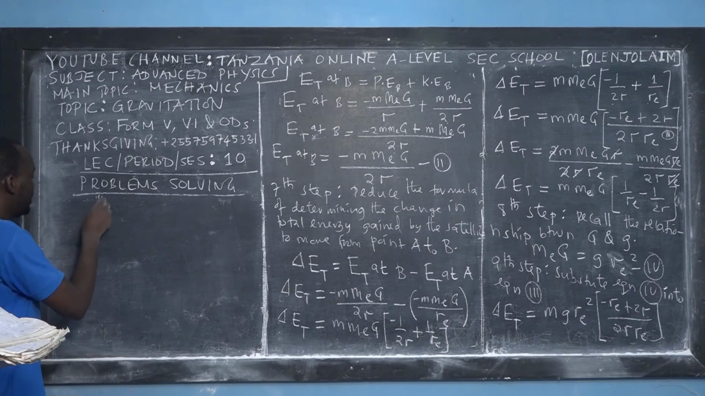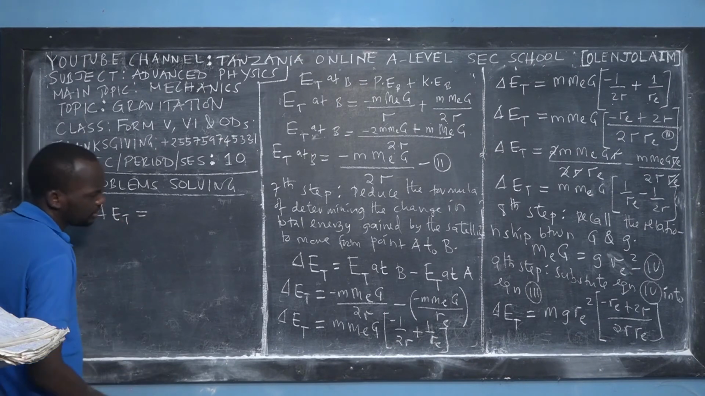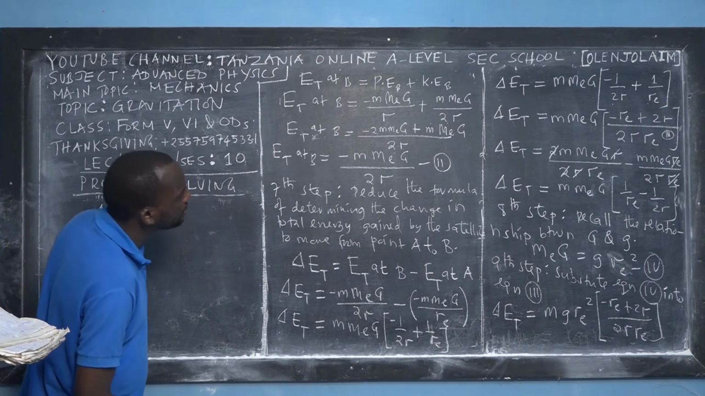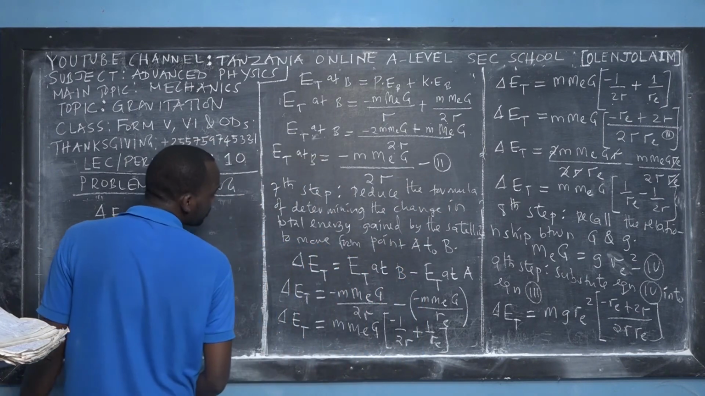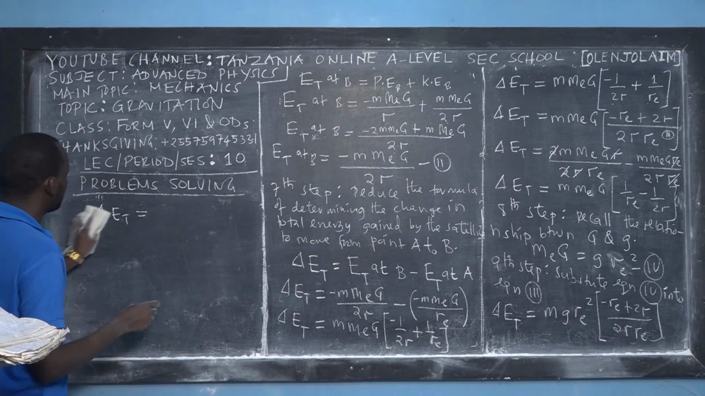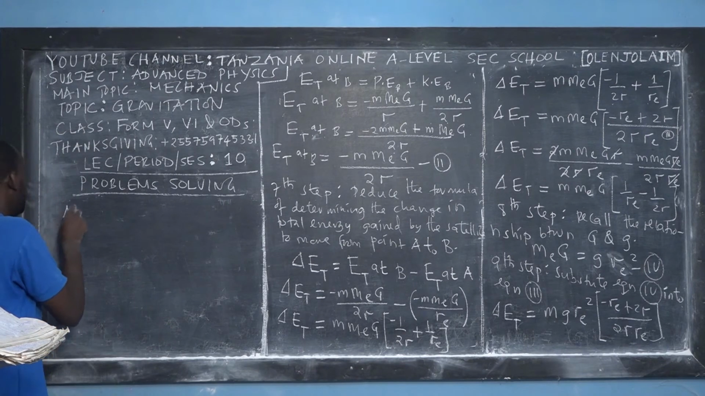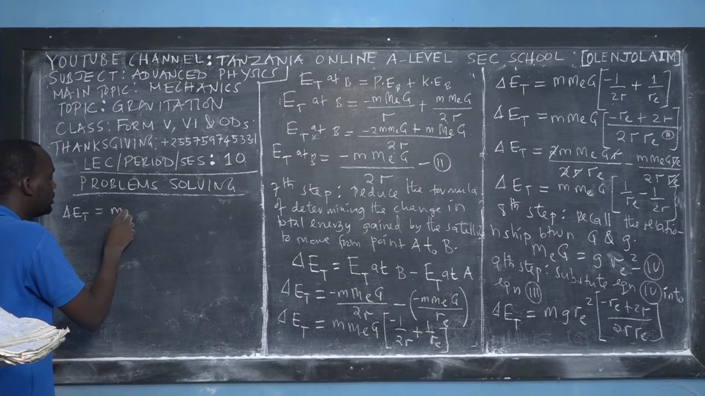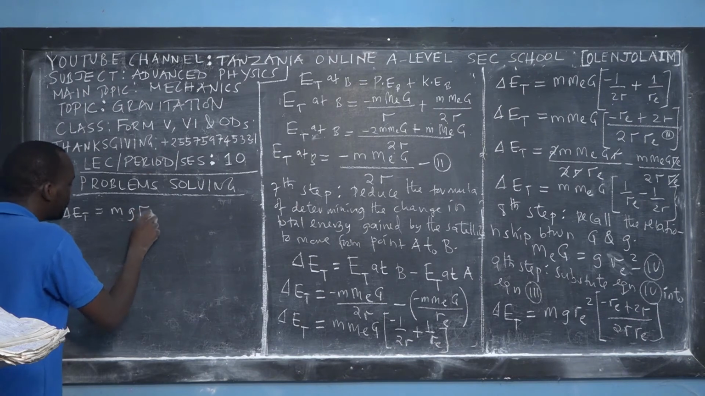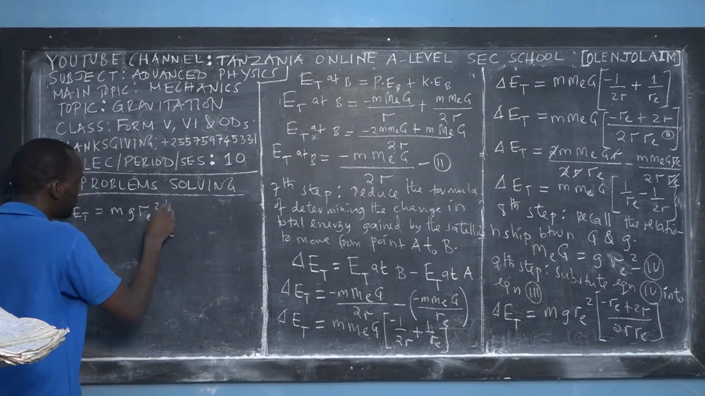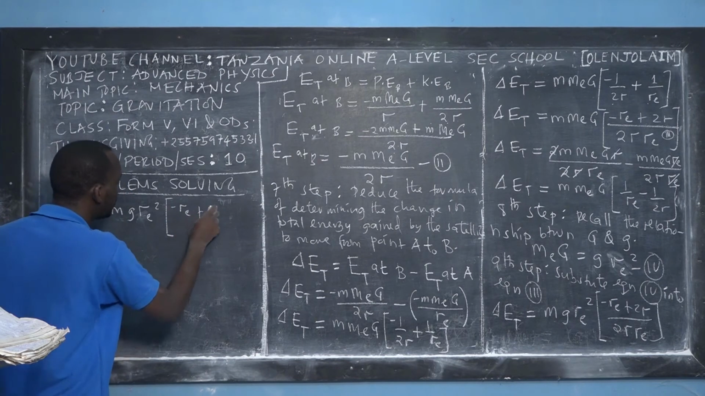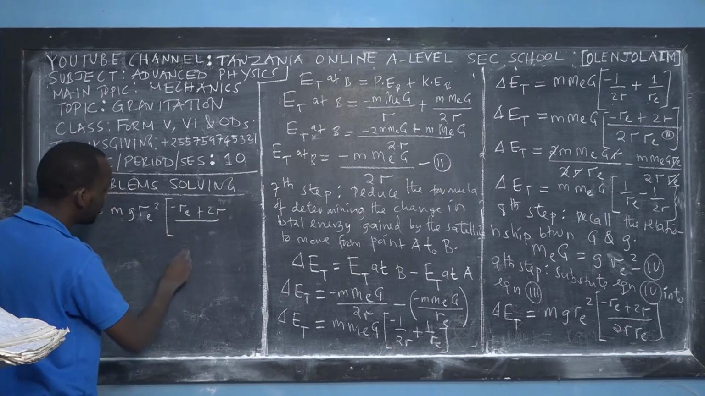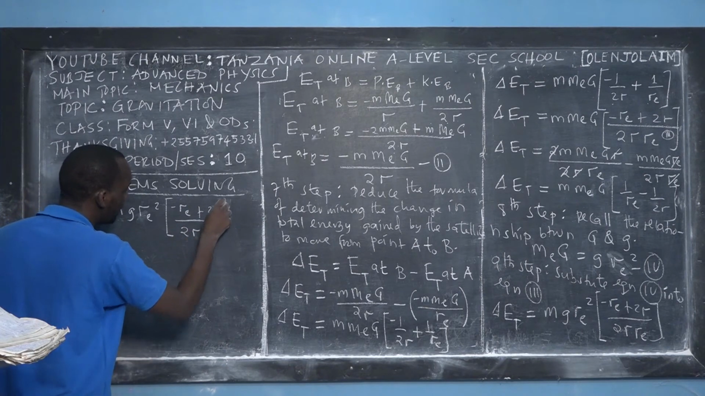Okay, so we say that the change in total energy is equal to what? For that case, is there a negative? No negative. So this is equal to, let me copy it: the change in total energy between the 2 points is equal to the mass of the satellite times acceleration due to gravity, radius of the Earth squared, and then in the bracket we have negative radius of the Earth, plus twice the radius of the orbit, over twice times the radius of the Earth.